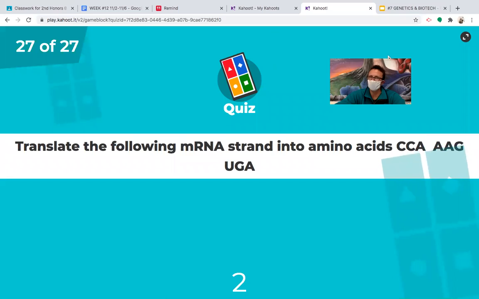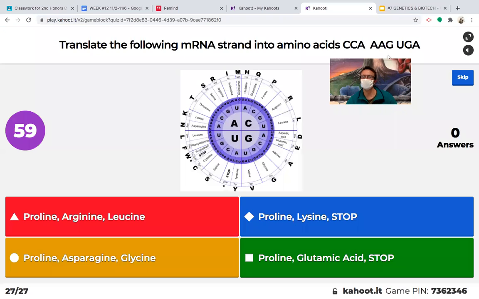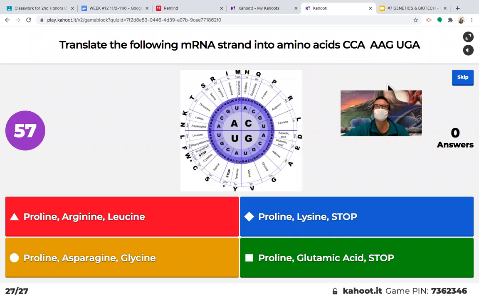Translate the following mRNA strand. Now, don't be scared. This is different than what you've seen, but I'm testing your critical thinking. I guarantee you can figure out how to use this. I know it's tiny. I'm sorry. So I've given you mRNA. All I need for you to do is translate it.